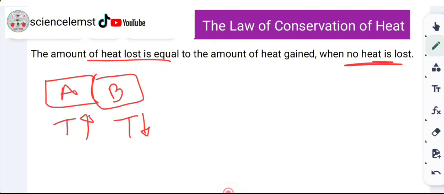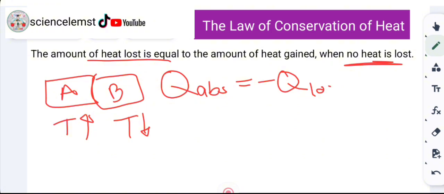So what is the mathematical expression for the law of conservation of heat? Q absorbed or gained is equal to negative Q lost. Remember, an exothermic reaction, we see it by a negative, showing that heat is being lost by the system. And if it's an endothermic reaction, there is a positive, even though we did not write it here, that shows that heat is being absorbed by the system.